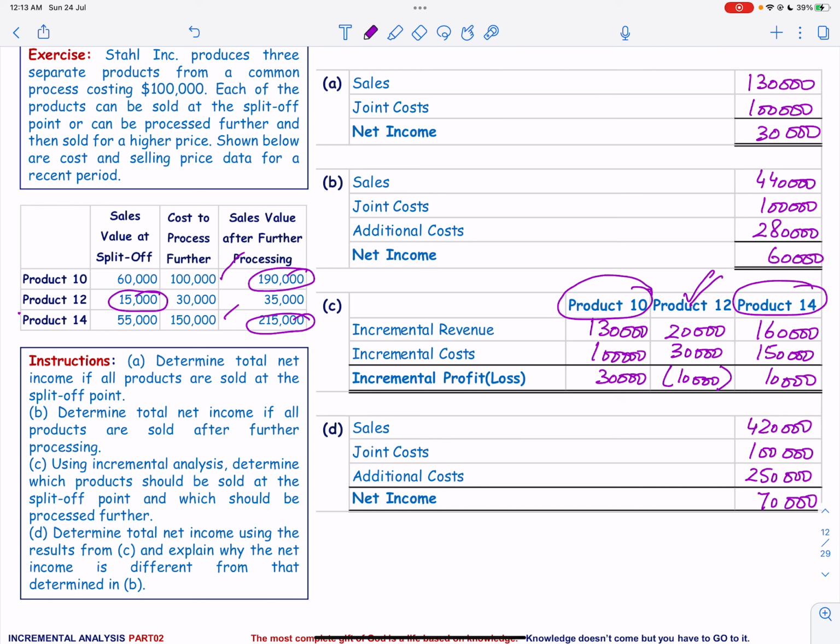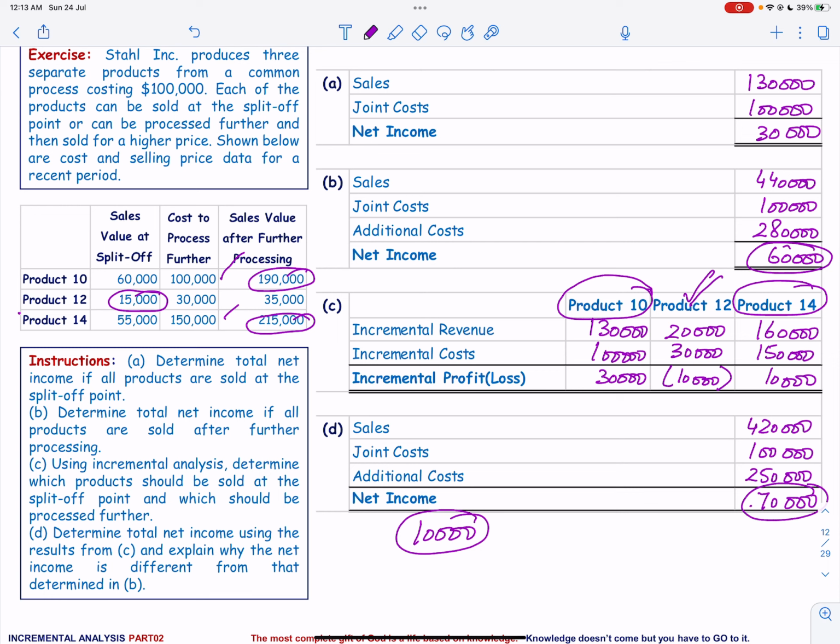So we can see that the net income, if we compare it with C, is 10,000 higher: 70 minus 60. And this is higher in D than in B because product 12 is not processed further, and this has increased the overall profit by 10,000.